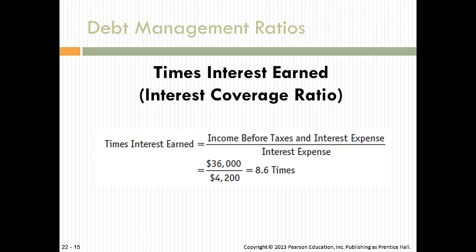Next, we have the ratio called times interest earned. It measures how well a company can make its interest payments, which is important to creditors. It's calculated as net income before any tax or interest expense divided by the total interest expense. In this example, we arrive at 8.6 times. This means the company has 8.6 times the net income it needs to cover its interest expense.